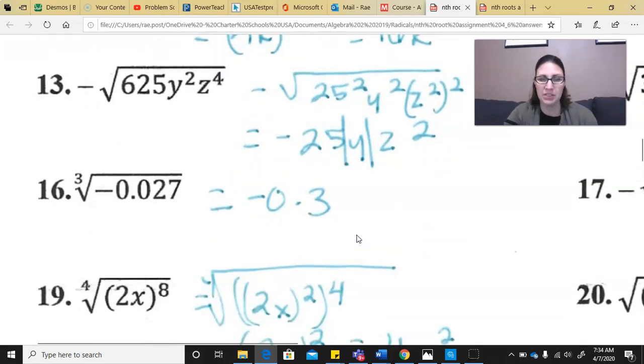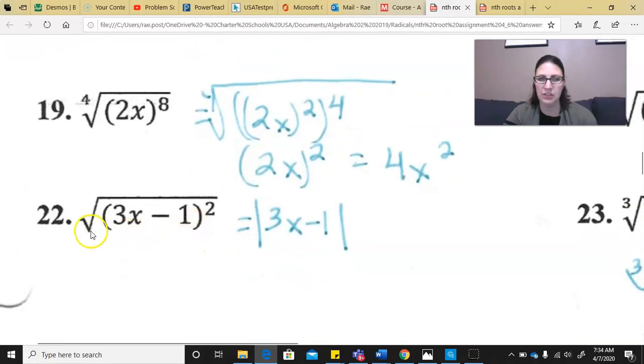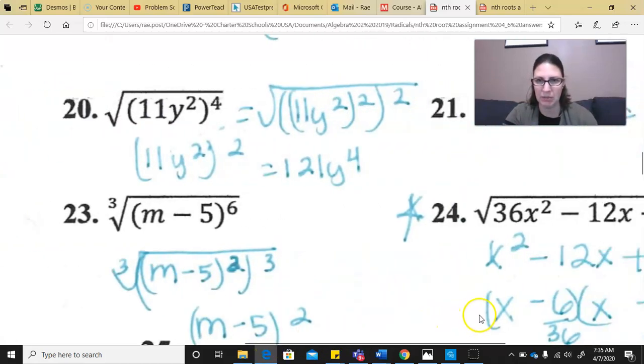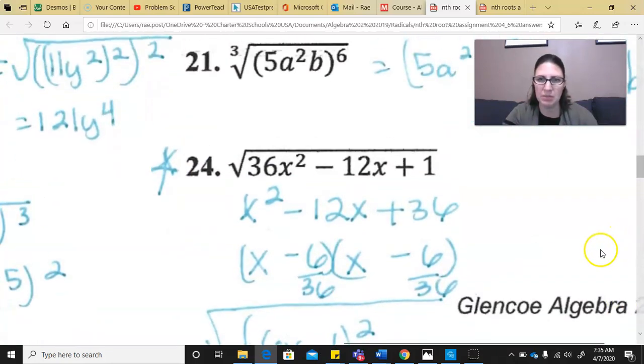And for numbers like number 16, you can just use your calculator, and you'll see it's supposed to be a negative because it's a negative on the inside and an odd root. An odd index. So it would stay negative 0.3. That's just a calculation on your calculator. And then you can see for number 22, there's two 3x minus 1s. So your answer would be 3x minus 1. And you take the square root of it. And we've done problems like that before. I'm trying to think what was another one you guys had. Like if you miss number 24, that's completely fine.